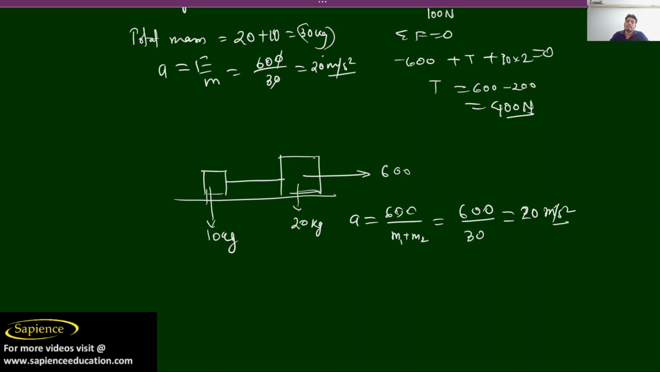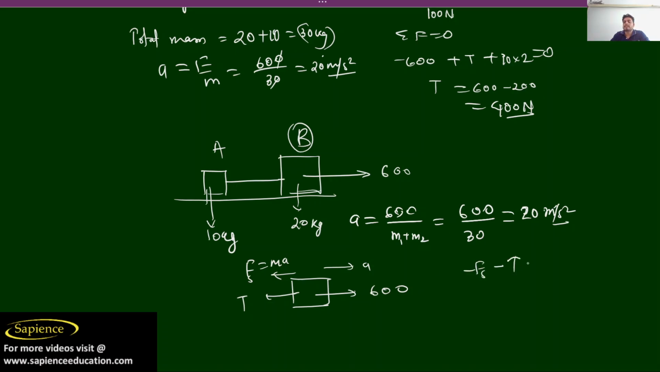Now I will talk about part B. We have already discussed part A, and this is part B. The B object is there, tension is acting in this direction, the force of 600 Newton is acting, and acceleration is in this direction. So there will be a pseudo force, F pseudo equal to mass into acceleration. Is there any other horizontal force? No. So we can write minus pseudo force minus tension plus 600 is equal to 0.